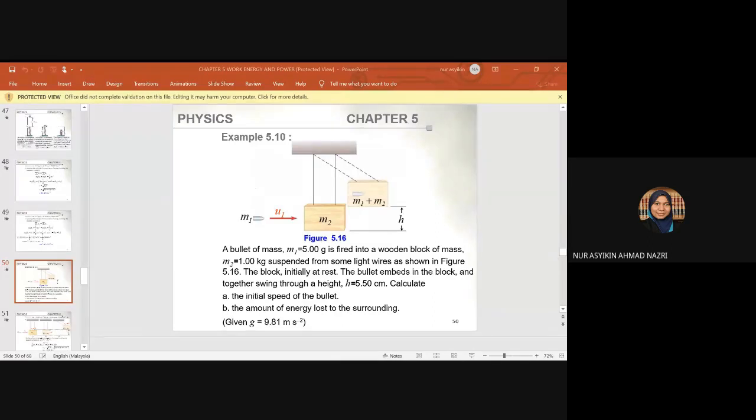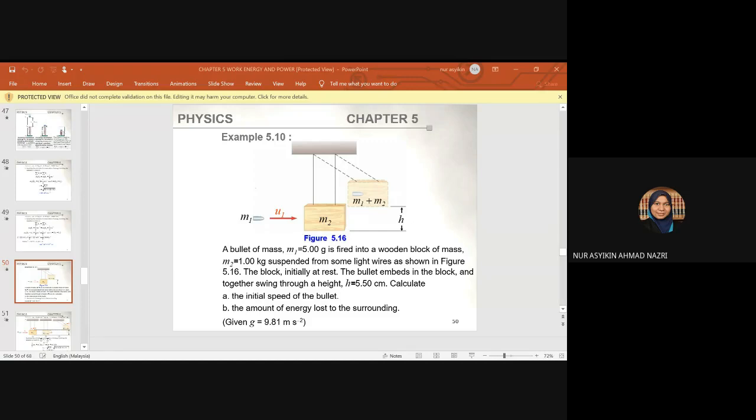Alright, so let's say for this case, we have a static block waiting here and a bullet. The bullet is shot, it will stop, then automatically they will move together. Alright, so 5 gram, remember to change to kilogram, 5.5 centimeter, remember to change to meter. So this is the case. The bullet embeds in the block and together they swing through a height of 5.5 centimeter.